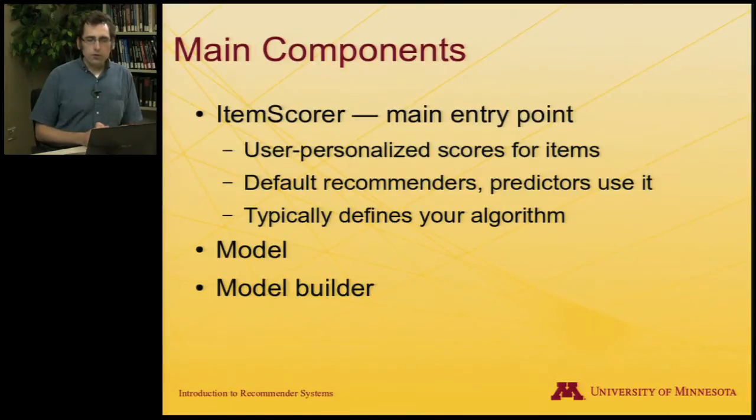Item scorers often use some form of a model of pre-computed data to aid their computations. This model can be an item similarity matrix. It can be just a table of pre-computed mean ratings for each item. That's what the model in the code we'll look at in this video is.